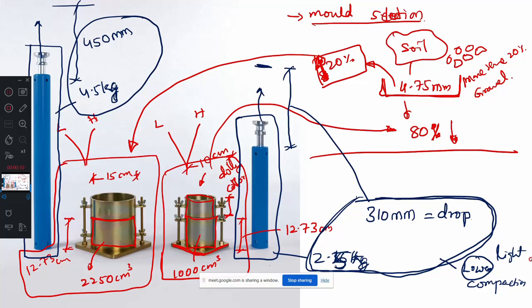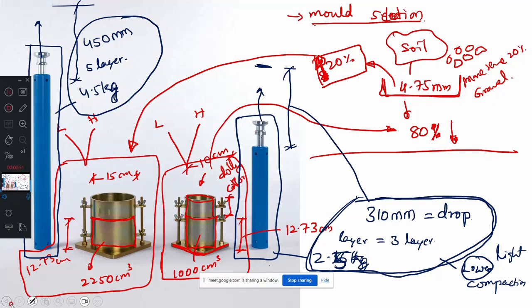Okay. One more specification I have to mention here, that is the number of drops. The number of layers I also have to decide. Here I will write layers. The number of layers for light compaction is 3 layers. The number of layers for heavy compaction is 5 layers. Understood?